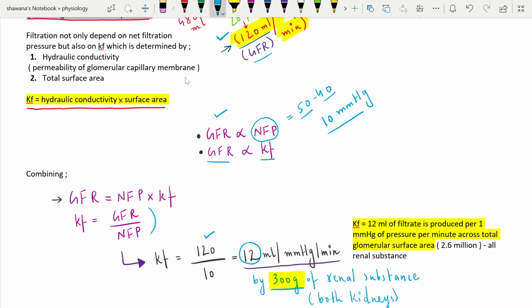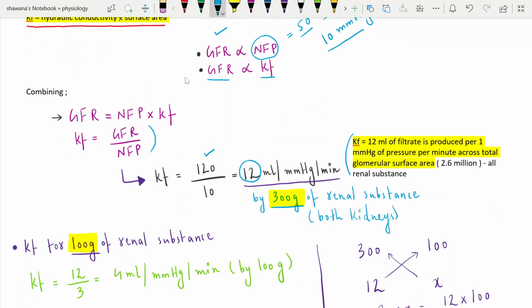What are the units of it? Units are 12 milliliter per mmHg per minute. So it means that the filtration coefficient is 12 ml of filtrate produced per 1 mmHg of pressure per minute across the total glomerular surface area, which is 2.6 million nephrons, which means all of the renal substance. Okay, and this number, which is 12 ml, is for both of the kidneys.